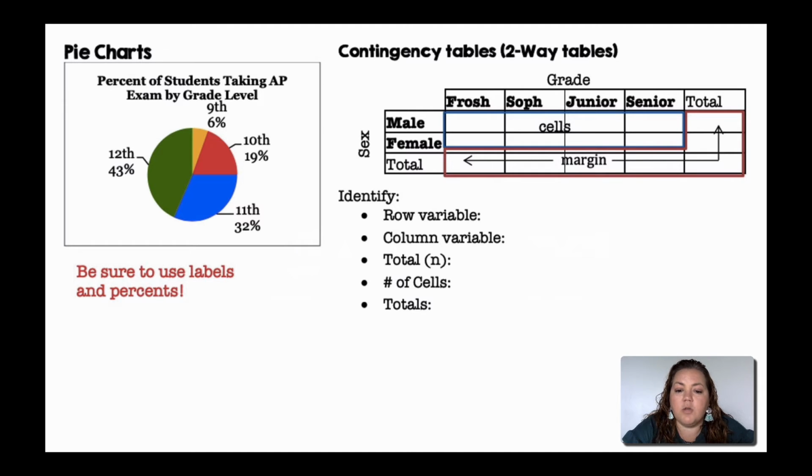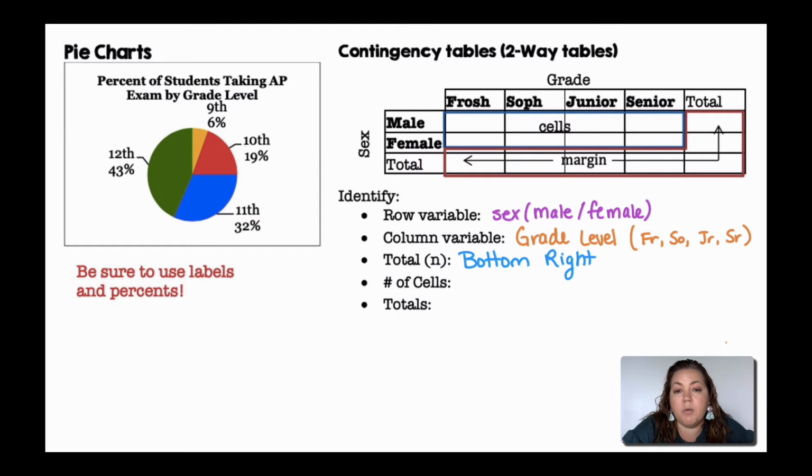So identify the row variable, the column variable, the total, which we call n, the number of cells, and then the totals. Our row variable here would be sex, either male or female. Our column variable is grade level: freshman, sophomore, junior, or senior. Our total is in the bottom right corner. Number of cells are 8. And then the totals are in the margins, like the total number of males, total number of sophomores. Those are in the margins.